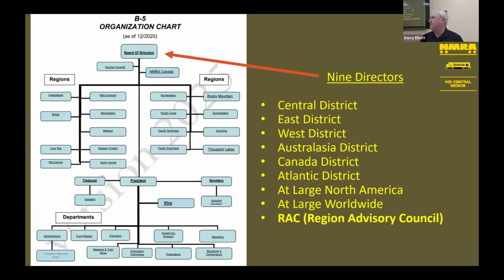Oh, and 1 more: the RAC, R-A-C, the Region Advisory Council. You don't vote for the RAC director. All these others you vote for, but the RAC director is elected by the region presidents. So they nominate and elect within. And this person is primarily a conduit between the directors and the executive, which would be the president, vice president, secretary, treasurer, and the region presidents. So he or she is that conduit.